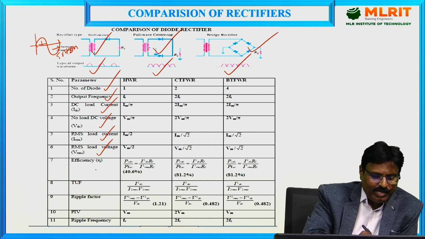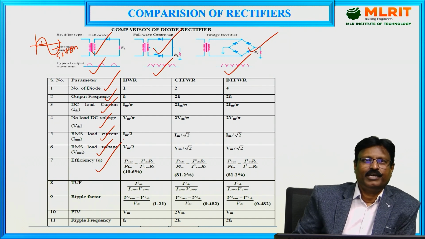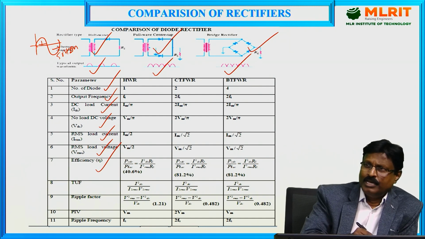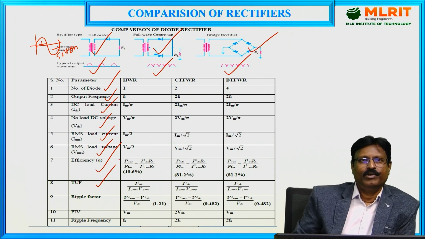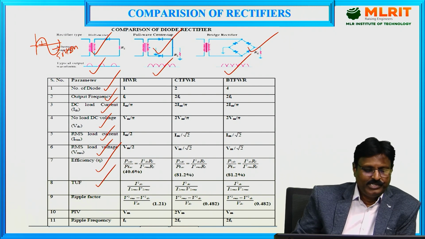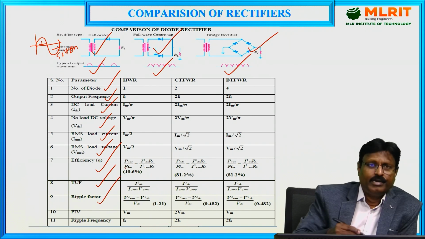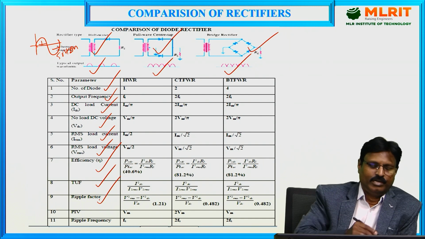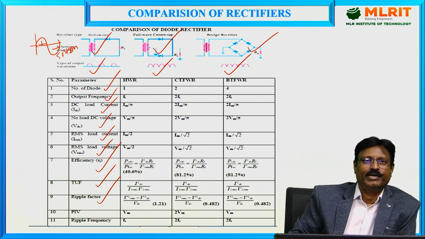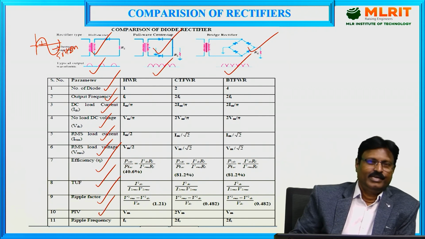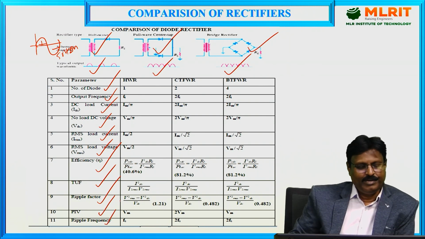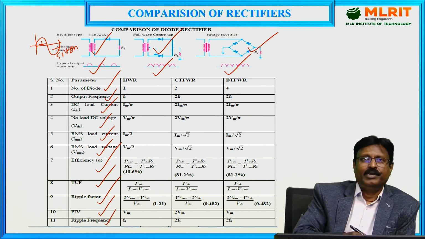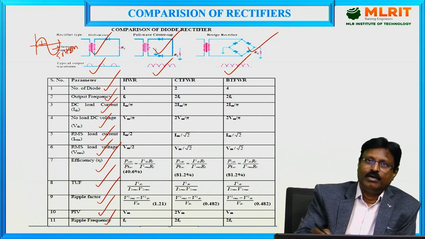And the next one is efficiency. Efficiency in the sense it is the rectification efficiency. And the next is the TUF parameter, transformer utilization factor. And the next parameter is the ripple factor, which is the most important of all the remaining parameters, which judges the performance of any rectifier. Okay, next is the peak inverse voltage, that is represented as PIV, and next is the ripple frequency.